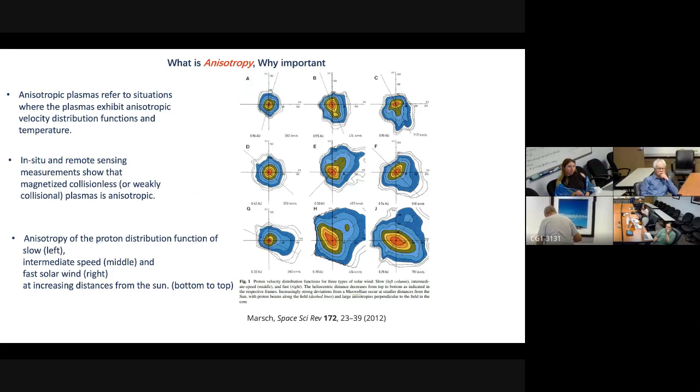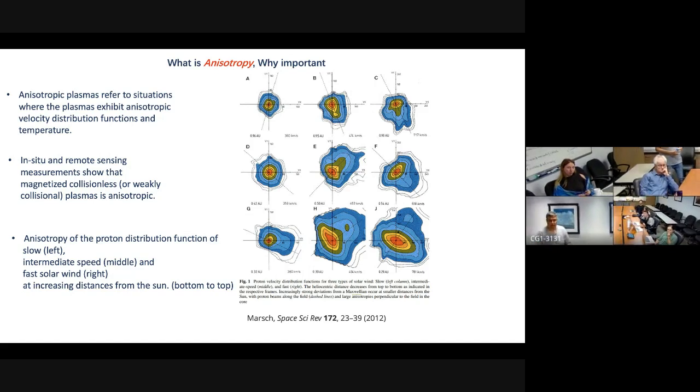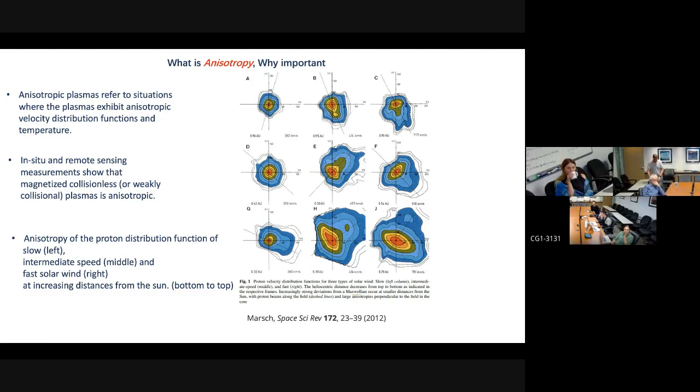Okay, so what is anisotropy and why is it important? Anisotropic plasma refers to situations where the plasma exhibits anisotropic velocity distribution functions and temperature. And in situ and remote sensing measurements show that magnetized or weakly collisional plasma is anisotropic. So here is an example showing the observed anisotropy in the solar wind.